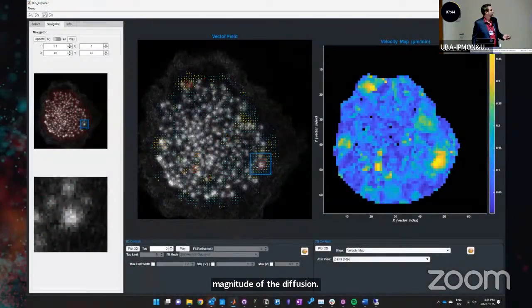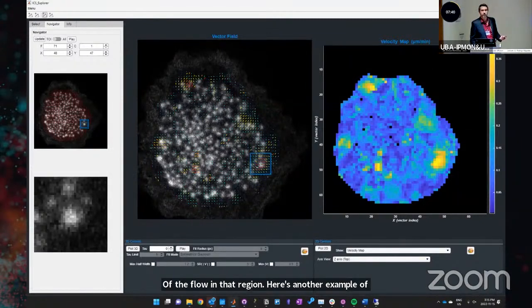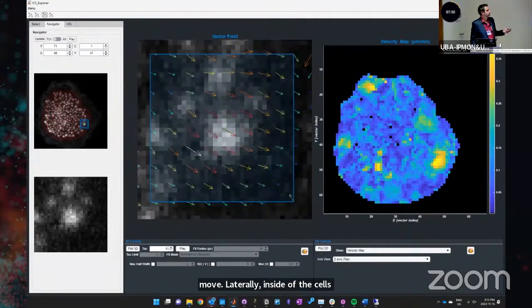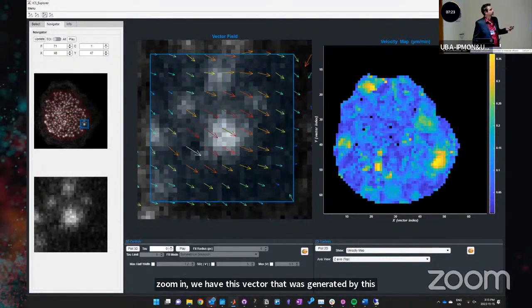Here's another example of the ICS Explorer being applied, in this case, photosums, and I will talk to you a little bit more about this on Thursday. These photosums are actin-rich structures that move laterally inside of the cells. You can see that in this region, to which we can zoom in, we have this vector that was generated by this region of interest.